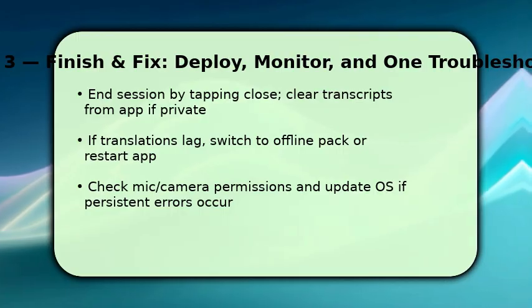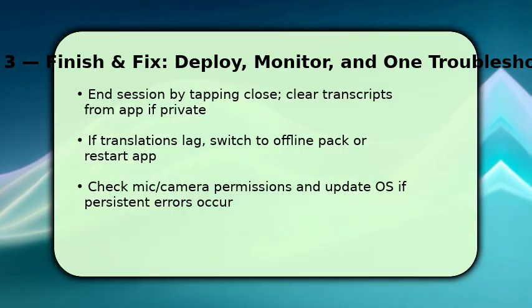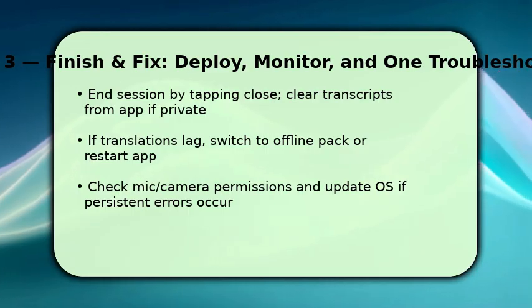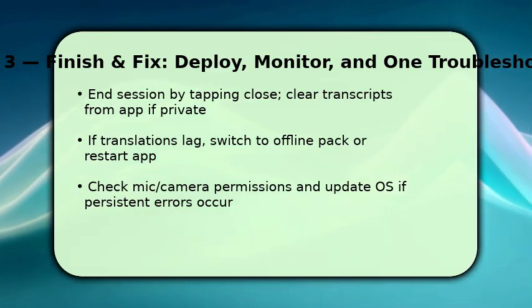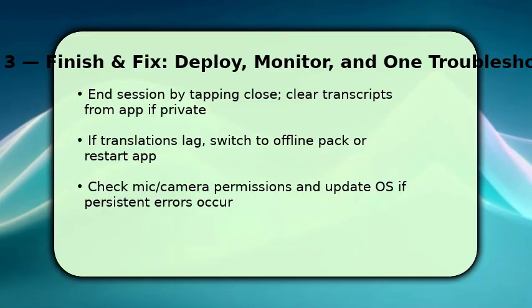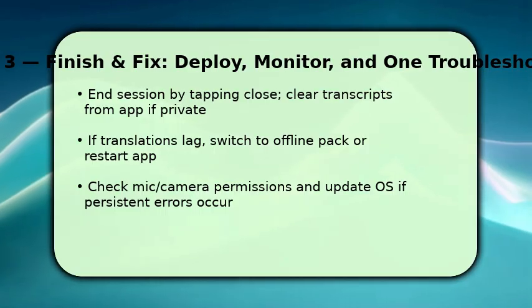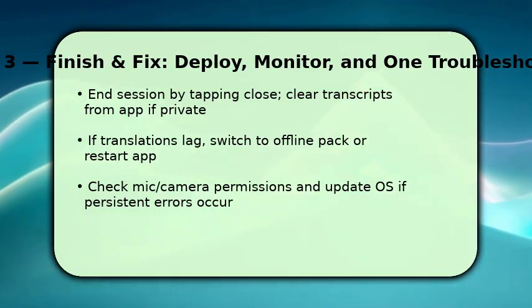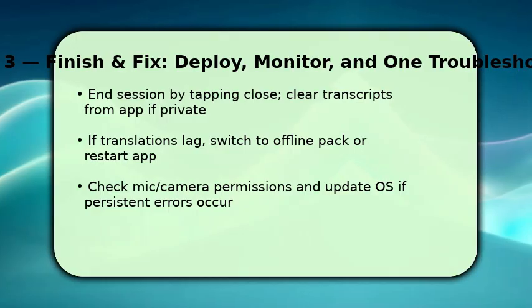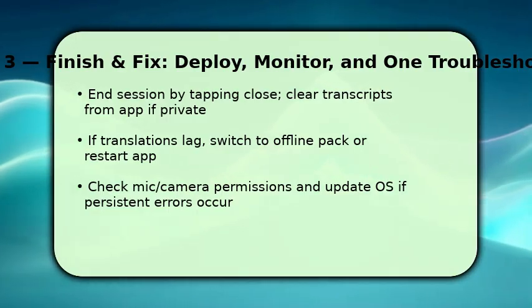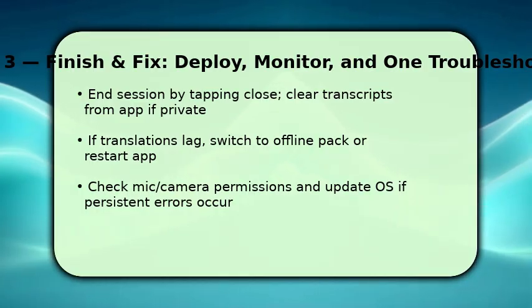If responses are delayed or inaccurate, try switching to a downloaded offline language pack because network congestion can cause lag. Make sure microphone and camera permissions remain enabled and restart the app or the phone if problems persist. If errors continue, update the phone software. Since patches often fix recognition bugs, this usually resolves stubborn issues without further steps.